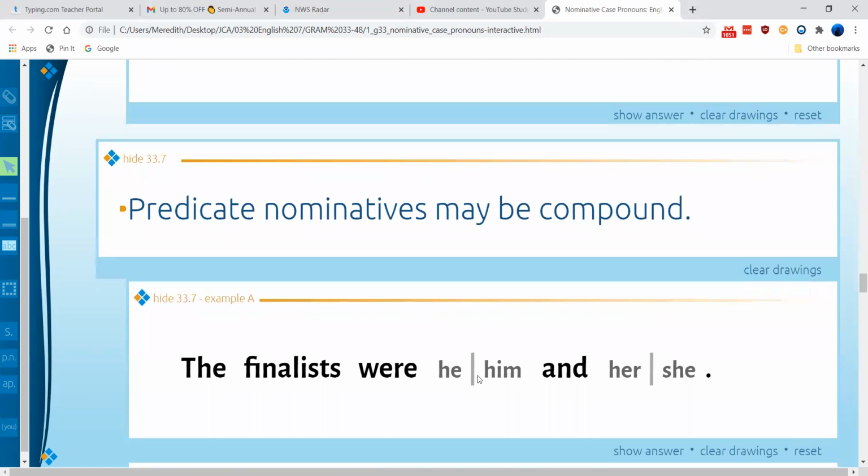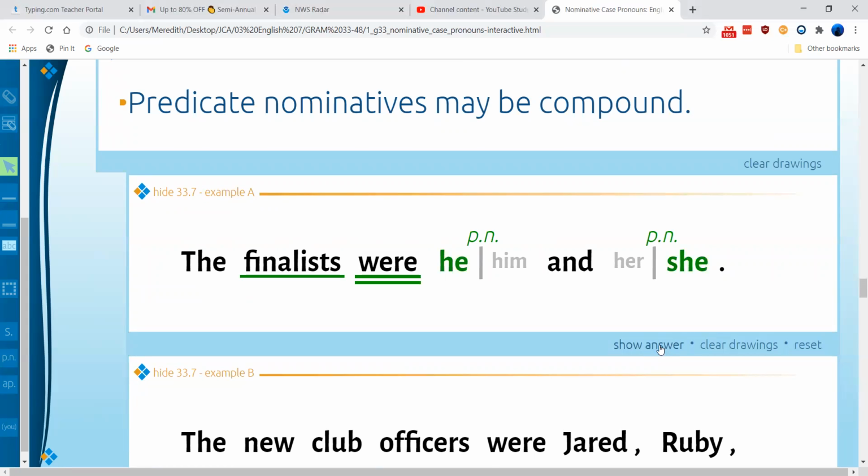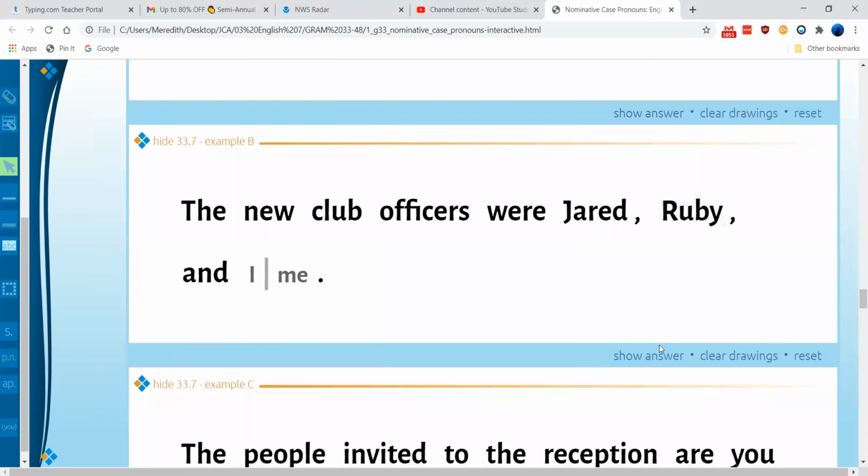Okay, so the next point, point number 7 on page 125, is that predicate nominatives may, and quite often are, compound. So the finalists were he and she. Your verb, were; subject, finalists; predicate nominatives rename, they describe who the finalists are. So they need to be in the nominative case. The new club officers were, is your linking verb, Jared, Ruby, and I.